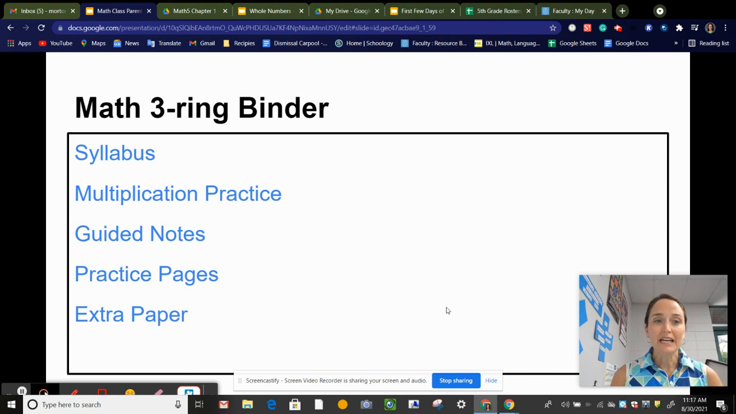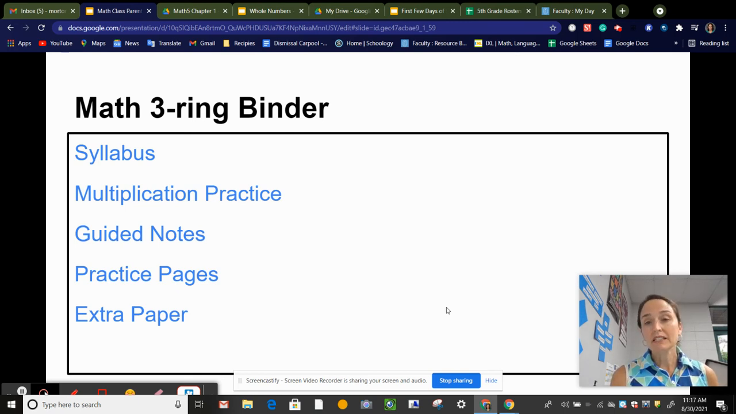So we operate out of a three-ring binder. In this binder, the first thing you'll see is the syllabus. So if there's any questions about that, it's always there to refer back. Then we have our multiplication practice. One of the things we're going to work really hard on this year is mastering our multiplication tables. So we're starting by having multiplication checks every Wednesday, and I've sent home some practice for them to work on each week.